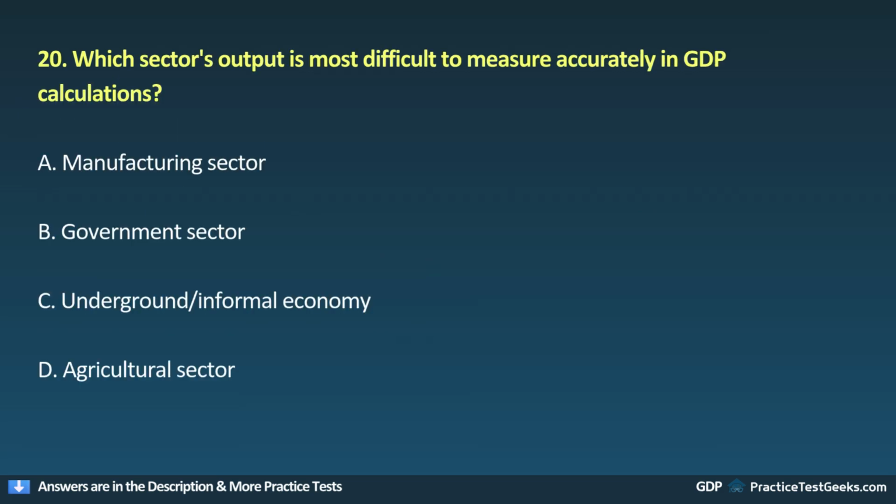20. Which sector's output is most difficult to measure accurately in GDP calculations? A.